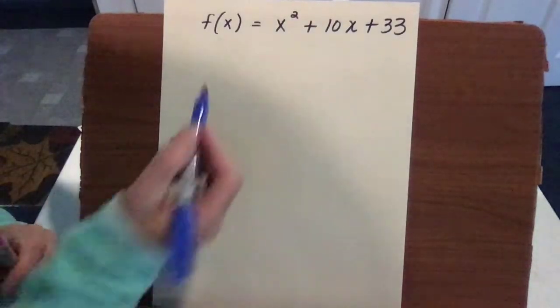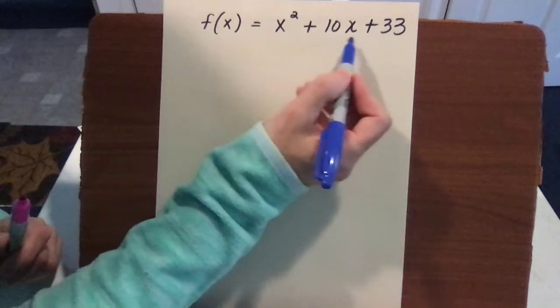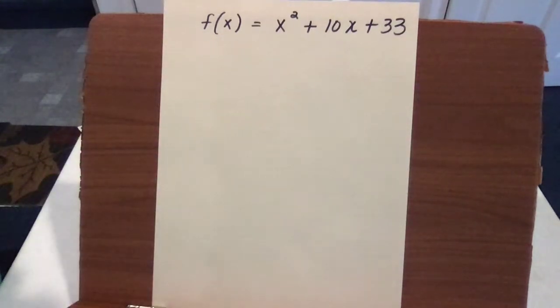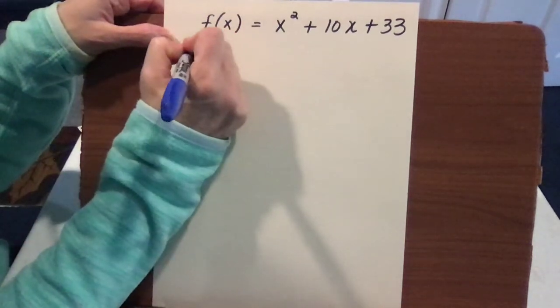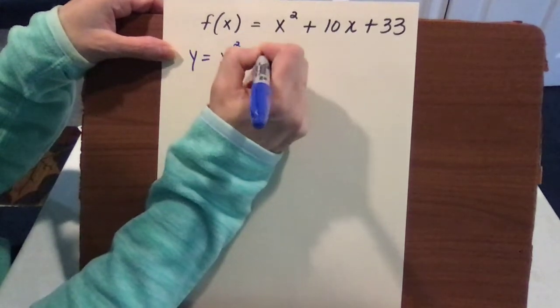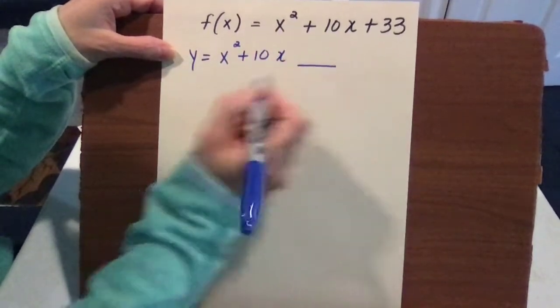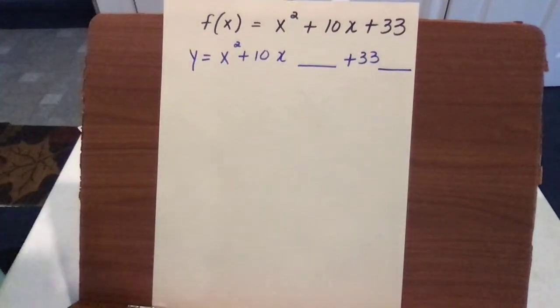Okay, and we'll do one more. Again, we have to remember that y is also f of x, so f of x equals x squared plus 10x plus 33, so don't be thrown by that. All right, so when we're doing this one, remember f of x is just y. So y equals x squared plus 10x, we'll leave a space, plus 33, we leave a space. We start to complete our square.